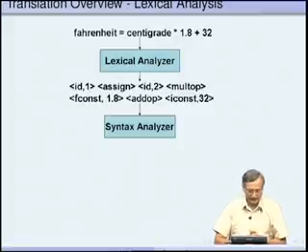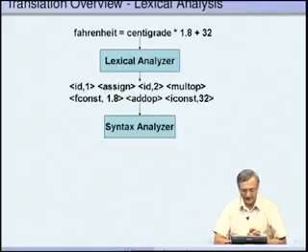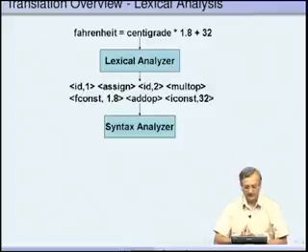There are characters in this particular assignment statement, F, A, H, R, E, N, etc., and there are symbols such as equal to, star, plus, and so on, and there are numbers such as 1.8 and 32. The lexical analyzer converts such a stream of characters into slightly more meaningful entities known as tokens.